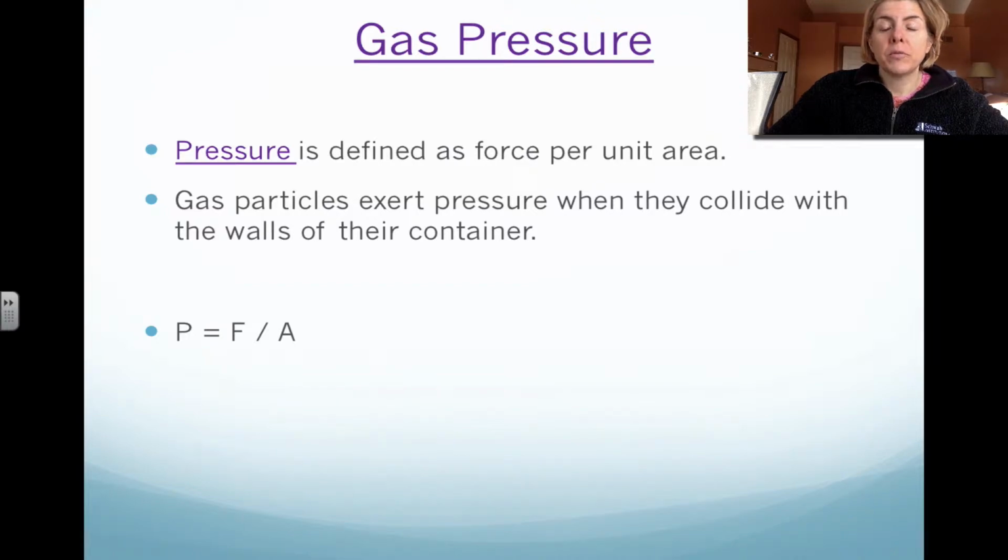This is Chapter 12, Part 2, States of Matter. In the previous slides, we were talking about kinetic molecular theory. We're also looking at Graham's law of effusion. And today we're going to talk about gas pressure.